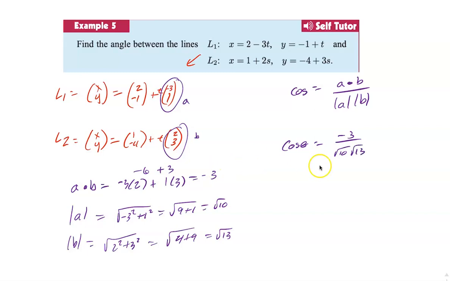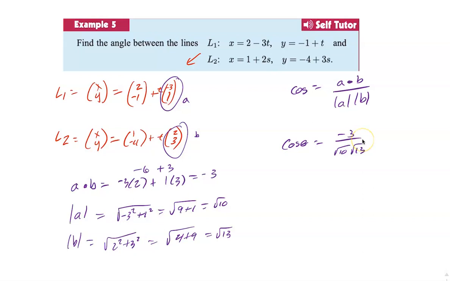Now what I was going to say is, notice how this is a negative on top. I tell you right now that I'm going to get an obtuse angle from doing this. If you want to make this the acute angle, just take the absolute value, just put a 3 on top, which again in vectors is what they generally ask for. So I'm going to do that here.